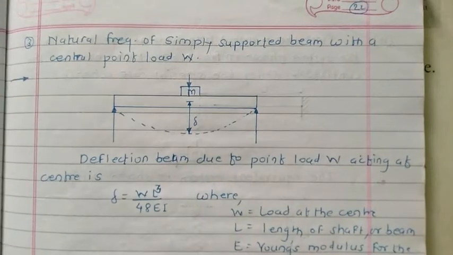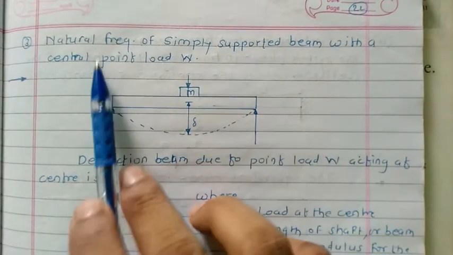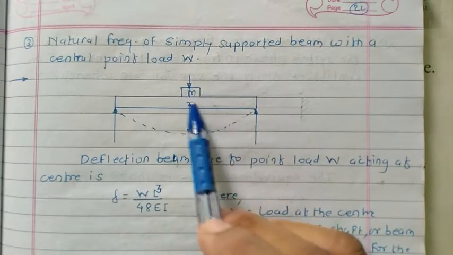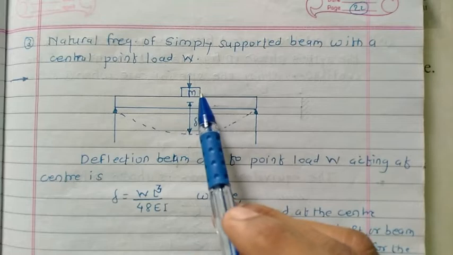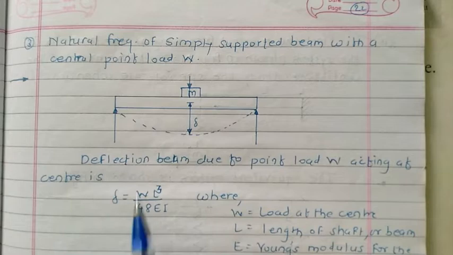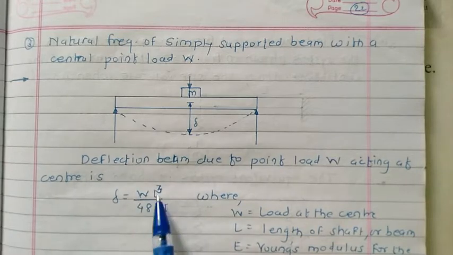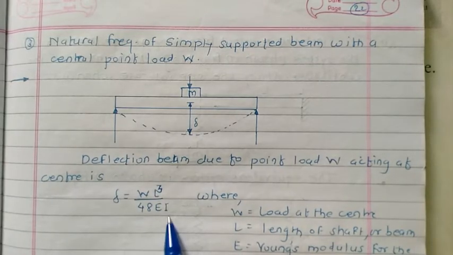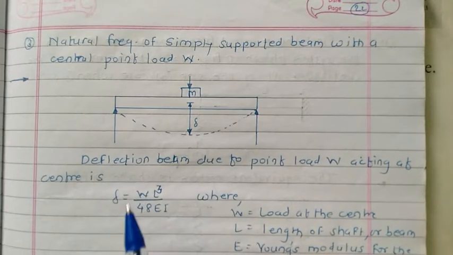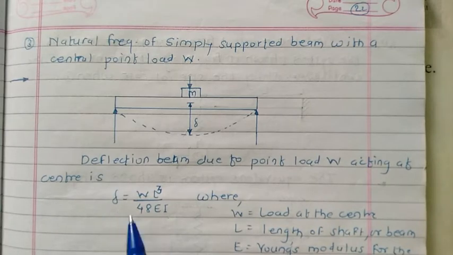Next is the natural frequency of a simply supported beam with a central point load W. Here we have considered this central point load W. Now the deflection of the beam due to the point load W acting at the center is delta equals WL cube divided by 48 EI. As far as deflections are concerned, you have already studied this topic in strength of materials. If you get the deflection for any system, you can easily get the value for K, and further we can get the value for the frequency.